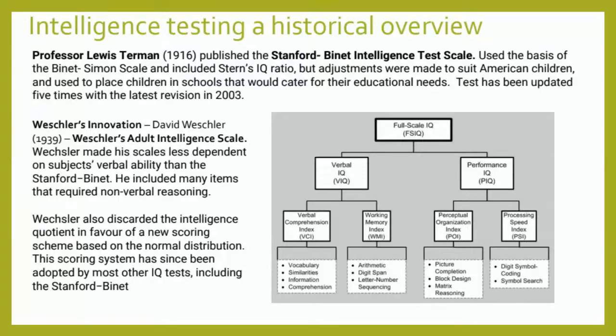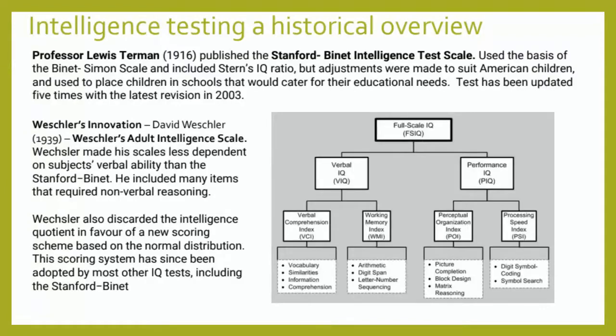So we'll look at that on the next page. But you can see that when you look at the Wechsler Adult Intelligence Scale, it's far more comprehensive. It's got verbal IQ, non-verbal IQ, comprehension, working memory, perceptual organization, processing speed. So it's a far more comprehensive test, and it's a test that's still very much in use, and a test that has been adapted for different populations and different cultures.